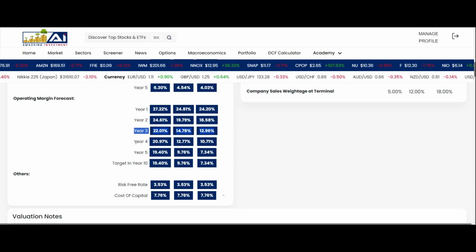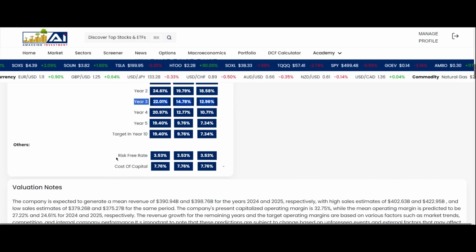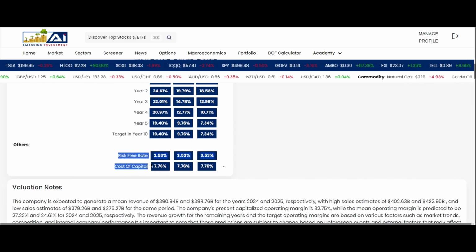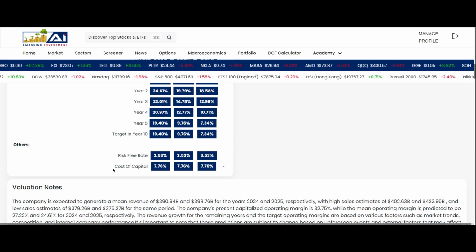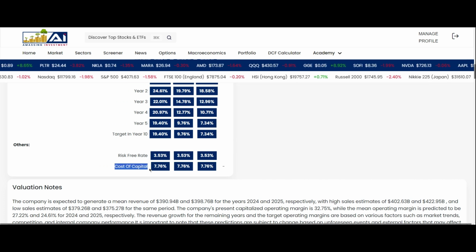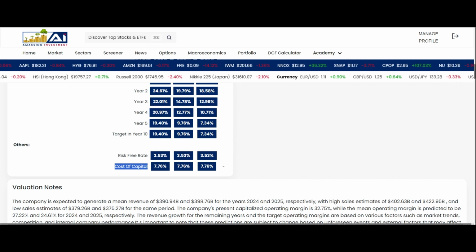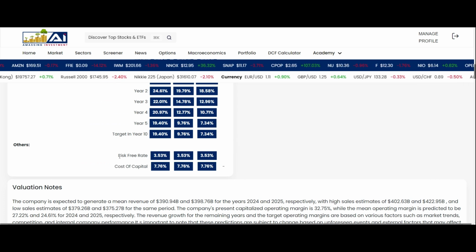Equally important are our assumptions about Apple's cost of capital and the risk-free rate, which we kept constant across all scenarios for simplicity. The cost of capital reflects the return expected by investors, encompassing both debt and equity financing costs. It's a pivotal rate, discounting future cash flows to present value and encapsulating the risk inherent in investing in Apple. The risk-free rate, usually tied to government securities, provides a benchmark for evaluating investment risk.